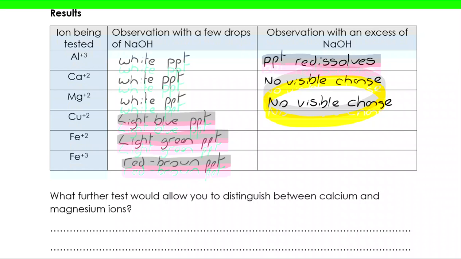But what we can do is go back to the flame test. Calcium will give a red-orange flame. And magnesium isn't one that we learn. We actually don't get a flame colour.